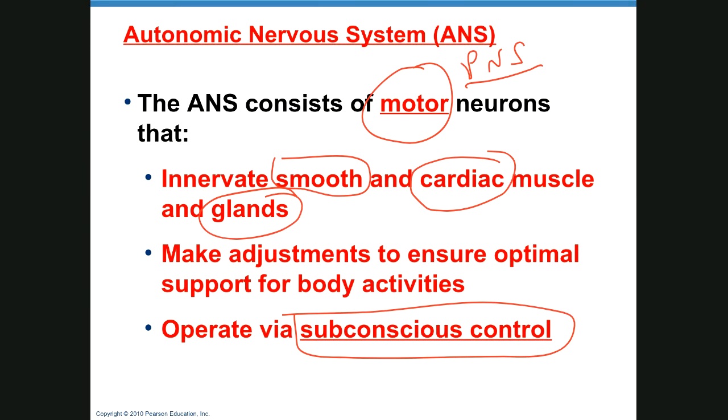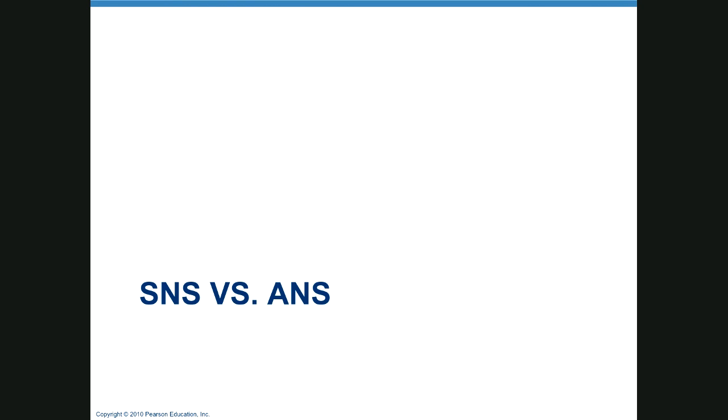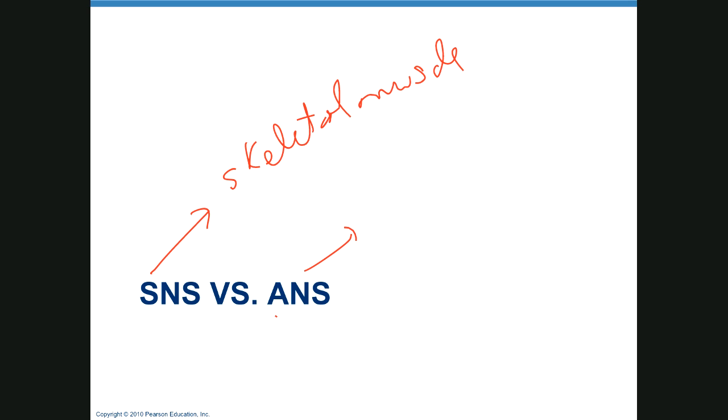One of the things the PowerPoints do is contrast the somatic nervous system and the autonomic nervous system. Remember, the somatic nervous system serves skeletal muscle, versus the ANS, which serves cardiac and smooth muscle and glands.